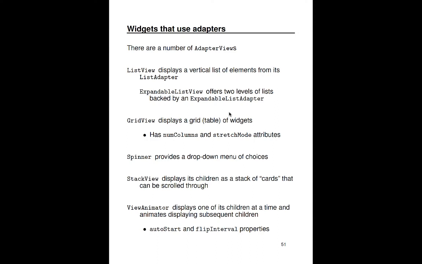Another kind of adapter view is called a GridView, and that displays a table of widgets. And you can configure the number of columns as well as something called stretch mode on that GridView. Spinner is an adapter view that provides a drop-down menu of choices. And StackView is an adapter view that displays its children as a stack of cards that can be scrolled through. Similarly, ViewAnimator is an adapter view that displays only one of its children at a time and then animates displaying the subsequent children. You can configure properties of it such as autoStart, in terms of whether it starts displaying the next children automatically, how long it goes between displaying children, the flip interval, things like that.